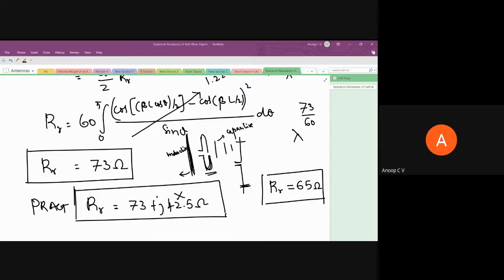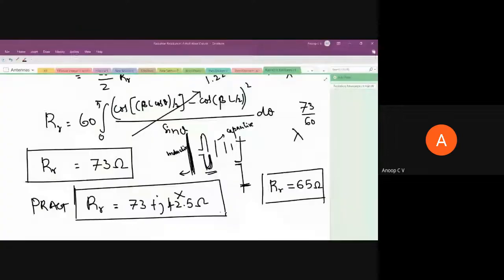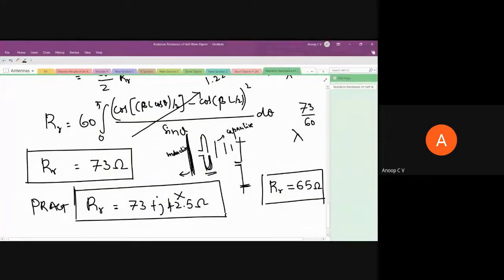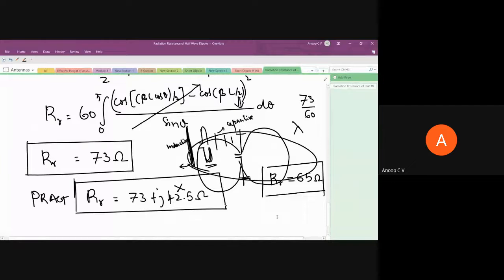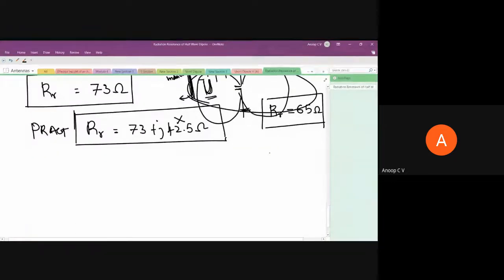For instance, if you take a half wave dipole, in its equatorial plane its radiation pattern will be a circle. If an antenna is kept like this, and you take a cut along this paper, the radiation pattern will look like this. But if you see from the top, in its equatorial plane, the radiation pattern is actually a circle. In one of the principal planes, the radiation pattern is a circle.